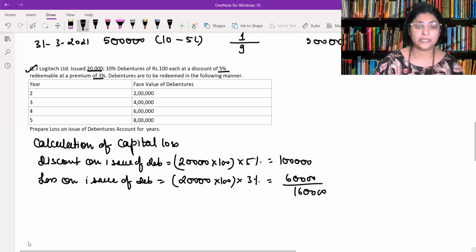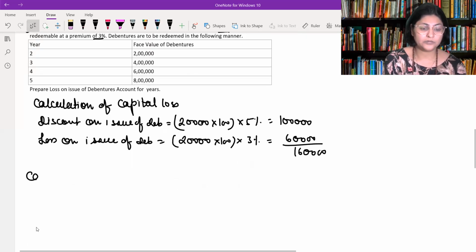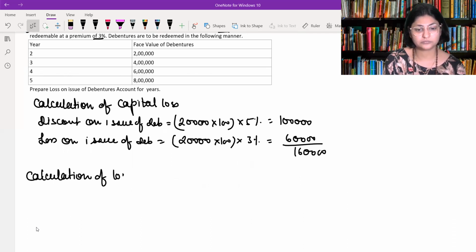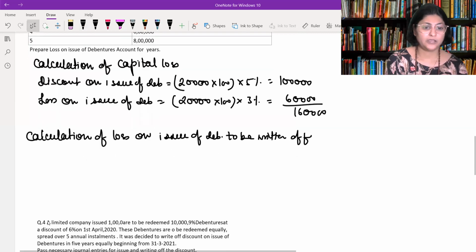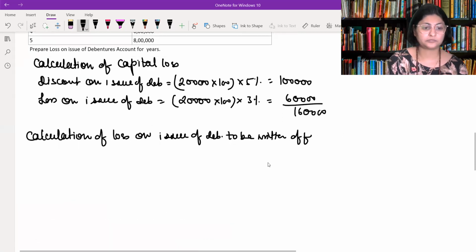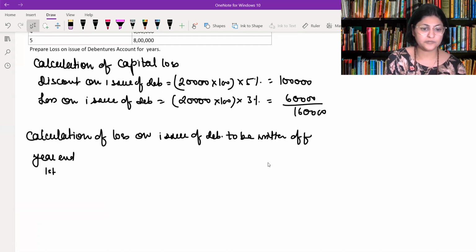We will make a table where we will write the calculation of loss on issue of debenture to be written off. I'll make some space over here. Year end, there are 5 years: first year end, second year end, third year end, fourth year end, and fifth year end.